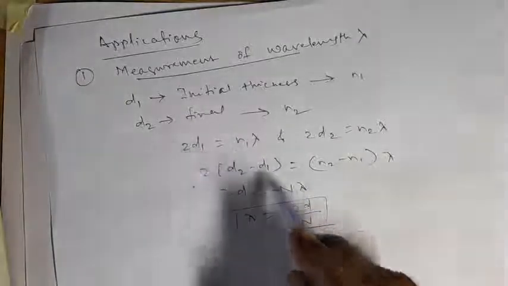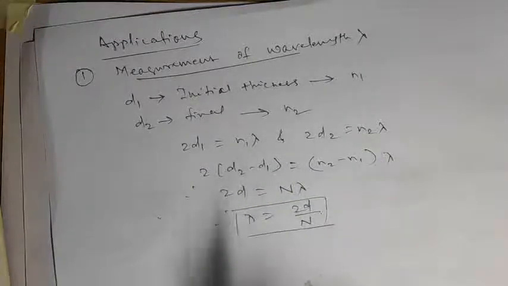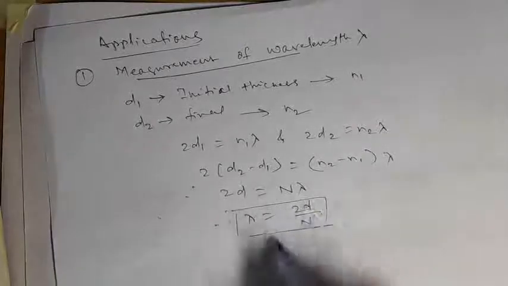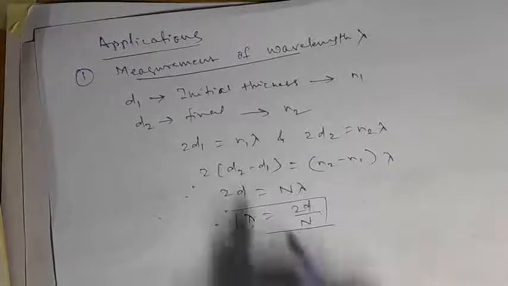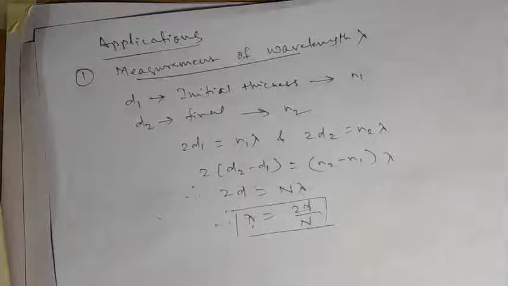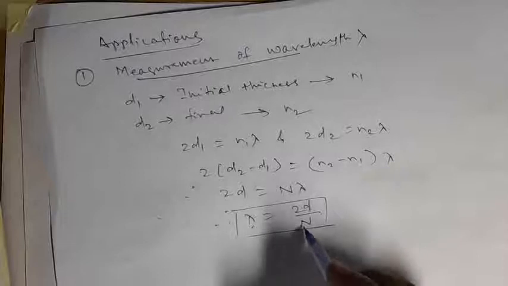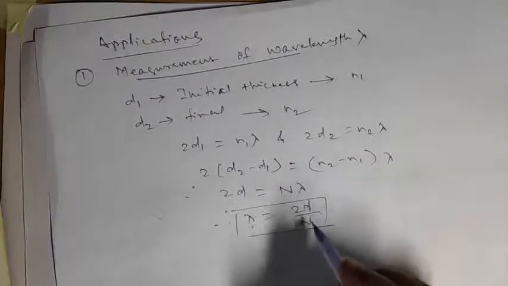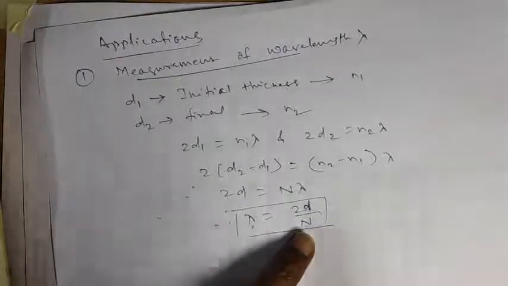Actually these few steps are used for the derivation of this equation, but to determine lambda we can directly use this. Here lambda is the wavelength which is to be determined. N is the number of rings which are appearing or disappearing at the center, that we can count. And d is the displacement of the mirror M1. So we can measure the displacement.